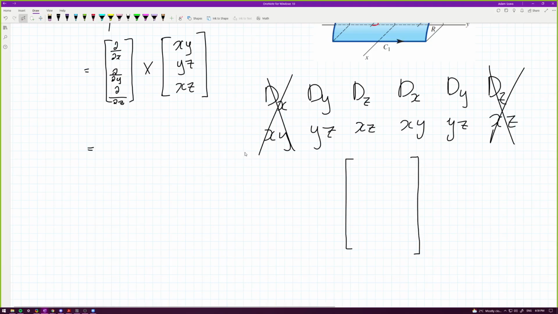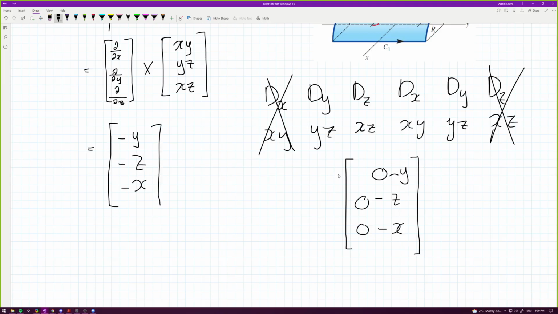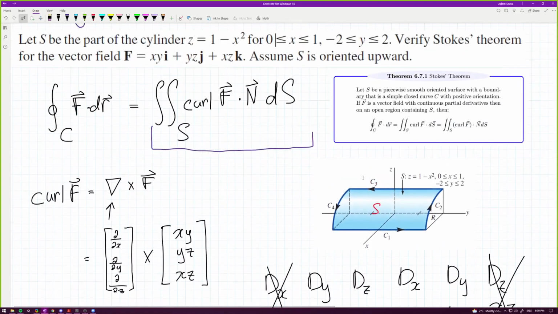So dy of xz is 0. The derivative of that with respect to y is 0. And then, negative, the derivative of this with respect to z is just negative y. Minus y. Derivative of this with respect to z is 0. Derivative of this with respect to x is z, so minus z. Derivative of this with respect to x is 0. Derivative of this with respect to y is x, so minus x. And so our curl is going to be negative y, negative z, negative x. And there we go. So now I found my curl.